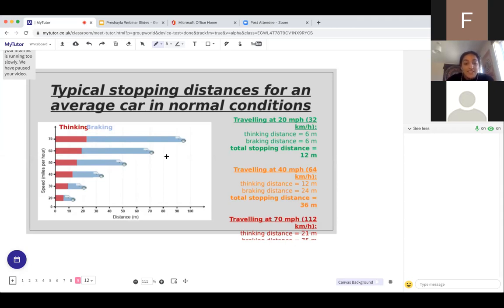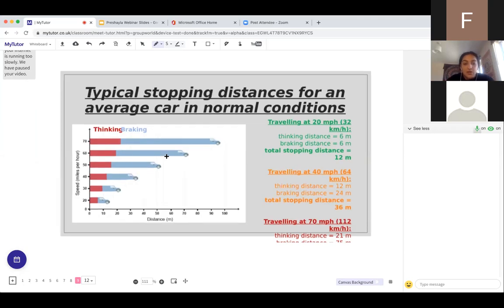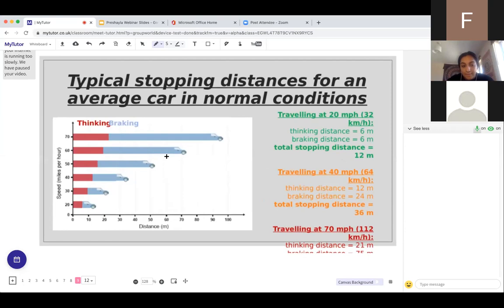So we have a speed distance graph here. What this tells us is we read off the y-axis for a certain speed. So let's say we're doing 20 miles per hour. The red shows you the thinking distance. The blue shows you the braking distance. And you can read off at intervals of 10 of speed in miles per hour. So for 20 miles per hour, we can see that the thinking distance is 6 meters. The braking distance is also 6 meters.